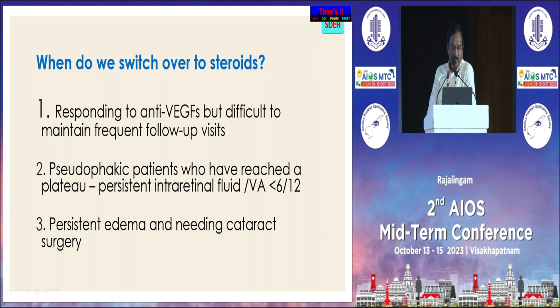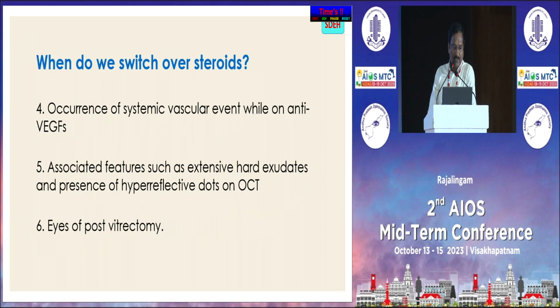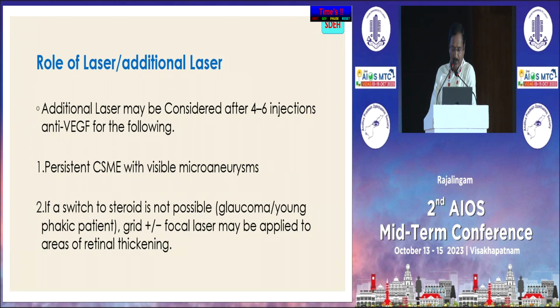So when to switch over to steroids: responding to anti-VEGFs but difficult to maintain frequent follow-up visits. Second one is pseudophakic patients who have reached a plateau, that is a persistent intraocular fluid, or visual acuity less than 6/12, or persistent edema and needing cataract surgery. The other conditions are occurrence of a systemic vascular event while on anti-VEGFs, associated features such as extensive hard exudates and presence of hyperreflective dots on OCT, and ultimately eyes post-vitrectomy also we can use this.